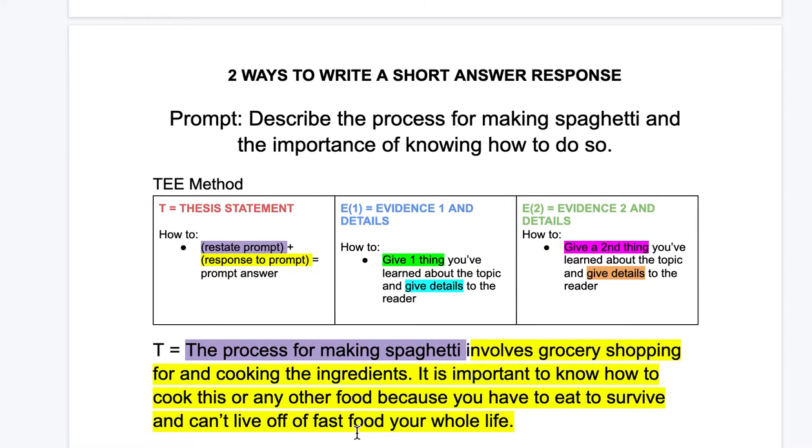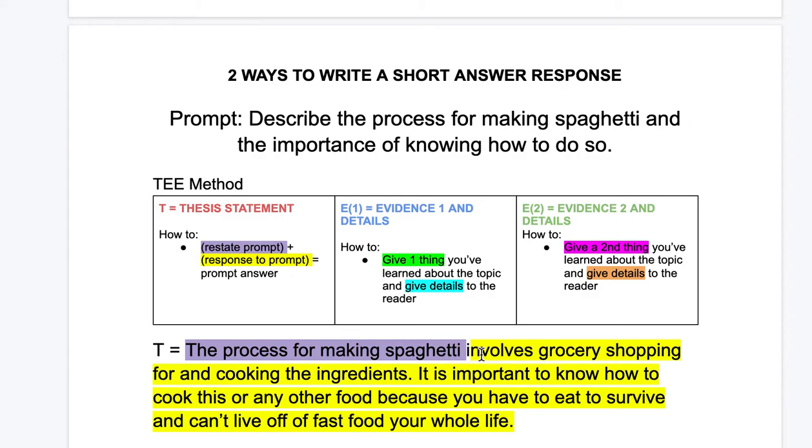So how does that look? Now, pay attention because I have the highlights matching so you can tell which part is which in the T method. So I restated my prompt, the process for making spaghetti. I only took a part of it. I didn't use the whole prompt. I only took a chunk of it, and that's fine when you do that sometimes.